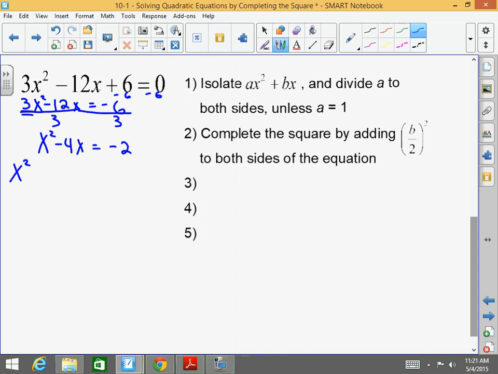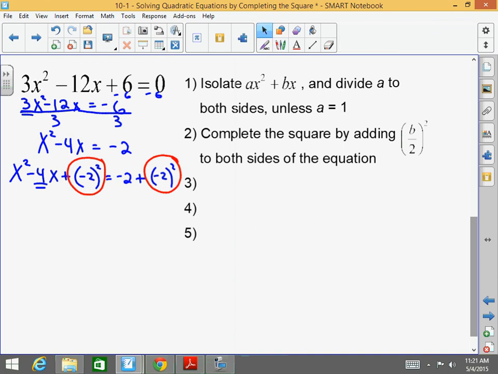So, for our intents and purposes, I've got x squared minus 4x. What's my b? Negative 4. So what's my b over 2 squared? Negative 2 squared equals negative 2 plus my negative 2 squared. Please notice that I have to add the b over 2 squared to both sides. Is everyone with me here?